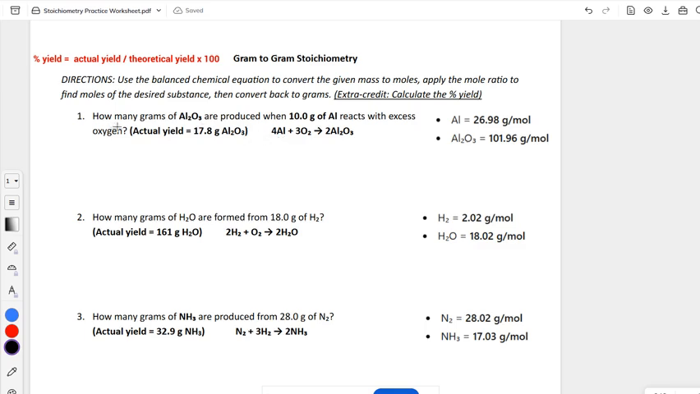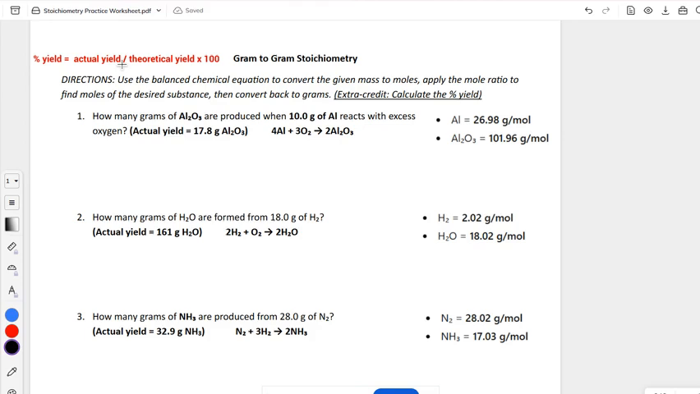All right, so the question is how many grams? Well, first of all, look, there's extra credit, and there will be extra credit on your test if you calculate the percent yield, and right here, here's the formula. Percent yield is the actual yield. That's the number you'll get in the lab.